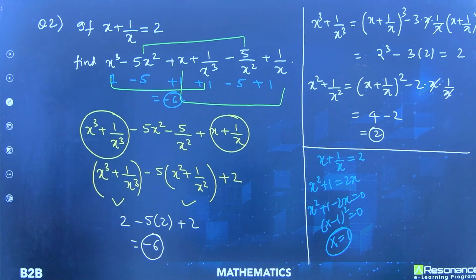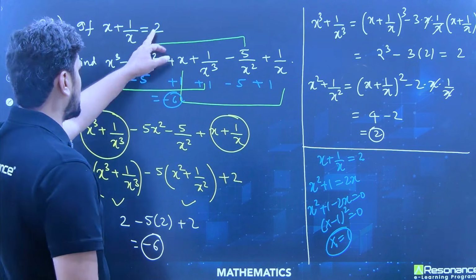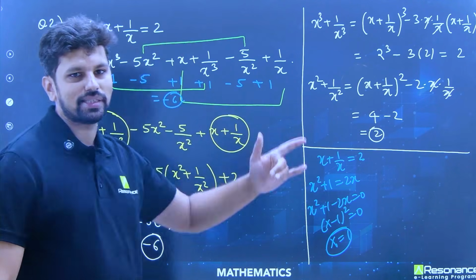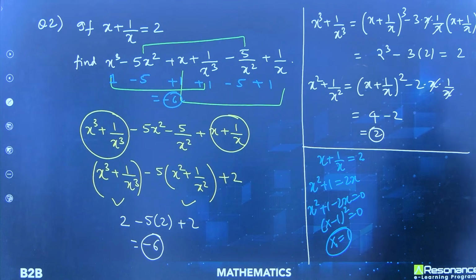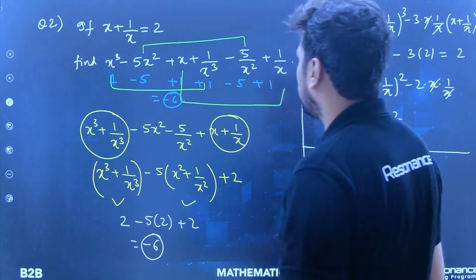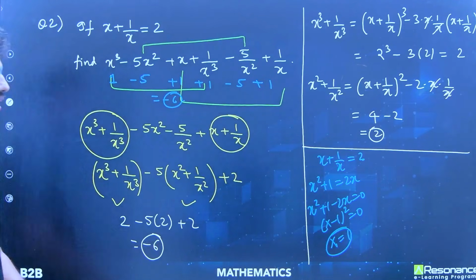Obviously the quadratic approach is simple, but let's say if I put 1 here or 3 here or something else here, it will not be that simple. Let's just take x plus 1 by x as 5. Then the quadratic approach will fail here. Okay. Let's move on to the next question. Take a screenshot if you want.